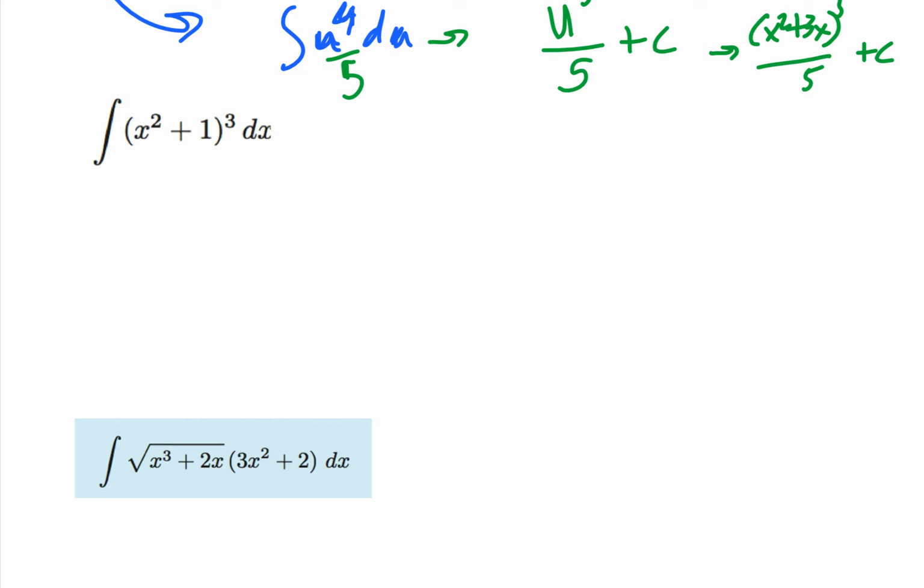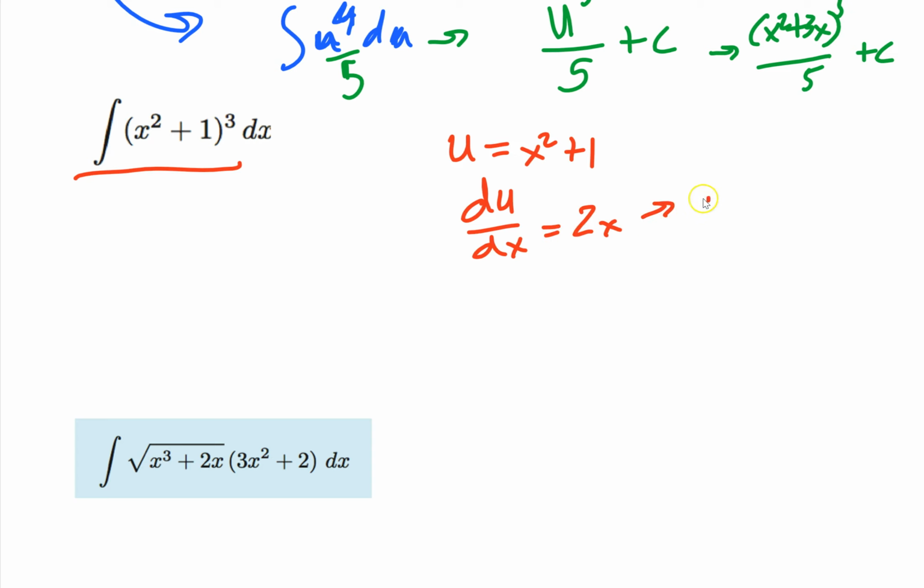So this one right here. Let's say we're doing this. So already notice it's not linear, so it's not a reverse chain rule. I can't do it. I have to do u sub. So my u would be that. Take the derivative of both sides, du over dx. Get dx by itself.